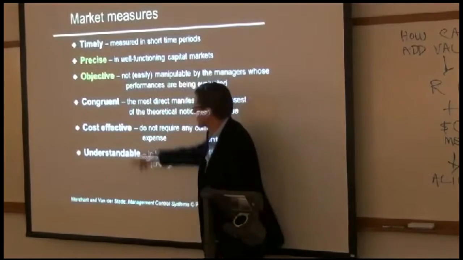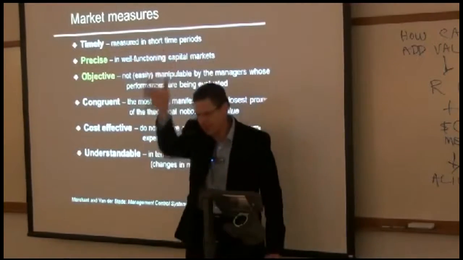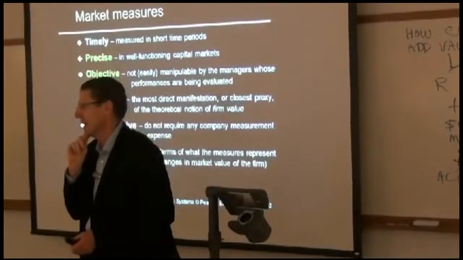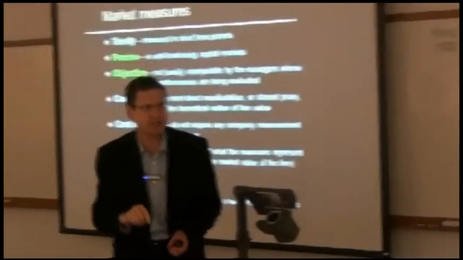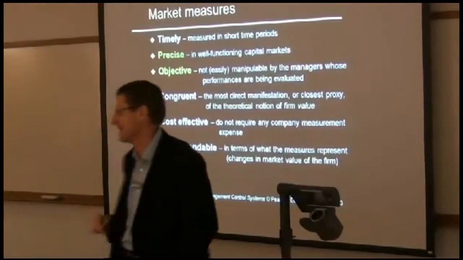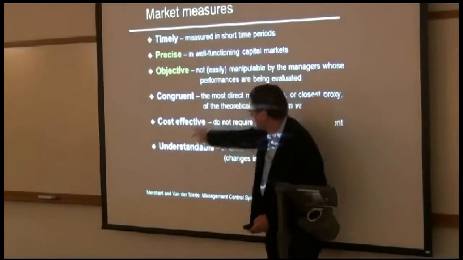precise, objective. Now, congruent. You know congruent. That means everything's in a line. That is, I'm making decisions that are congruent with the head office decision making. Hopefully, accounting forces managers to do that. But we're going to look at examples today where that does not happen. It does not always happen.